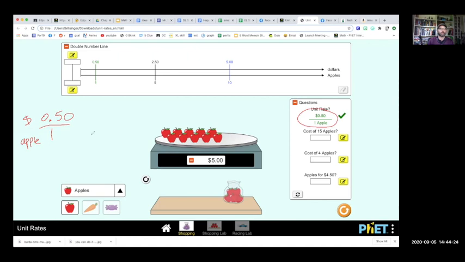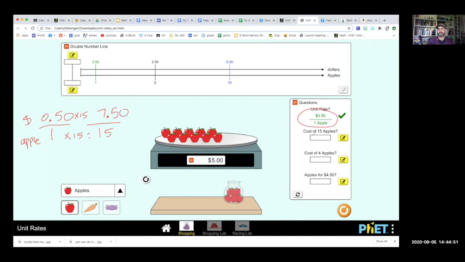Now we're going to have 15 apples. So I put a 15 here. And now what is this going to be? Well, 1 times what is 15? 1 times 15 is 15. So now I have to do 0.50 times 15. And I'm going to write that out. And so I want you to do that on your paper. 0.50 times 15. So that is 7.50.